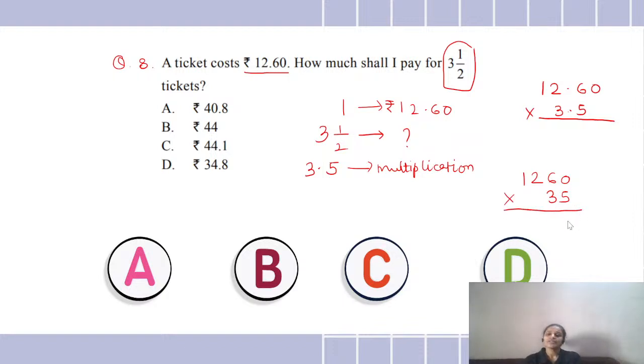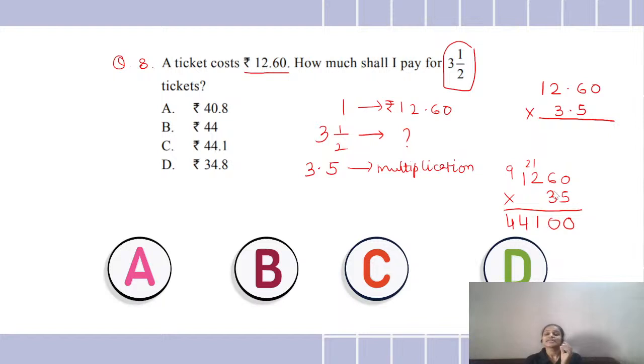So I have 35 multiplied by 0, then 35 into 6 also. I get 210, so I'm going to put 21 over here. 35 into 2, 70. 70 plus 21 equals 91. And 35 plus 9, that is 44.